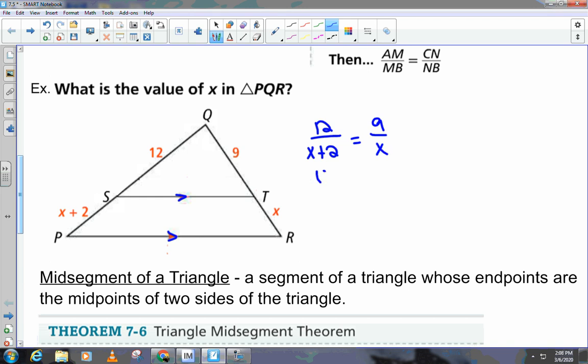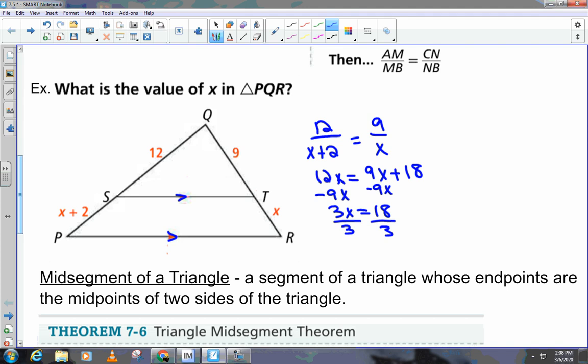So we end up with 12x equals 9x plus 18. And we solve for x. Subtract 9x from both sides, and 12 minus 9 is 3x equals 18. Divide both sides by 3.